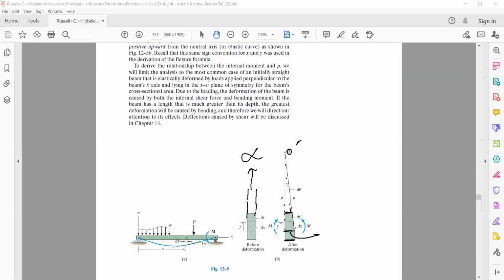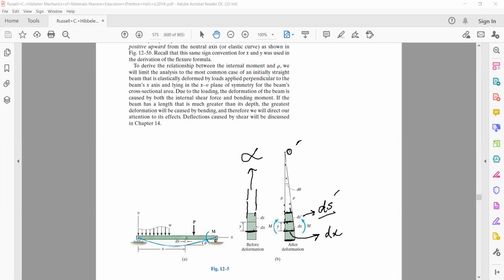I said that the neutral axis does not undergo any change in length after the deformation. That is, its length remains the same before deformation and after deformation. Before deformation, its length was dx, and after deformation, its length will continue to be dx. But as you go to a distance y from this neutral axis, this ds will change. It will become ds prime. Why will this ds prime be there? Because only one length will not change, that is the neutral axis. It's only the neutral axis that will not undergo any deformation.